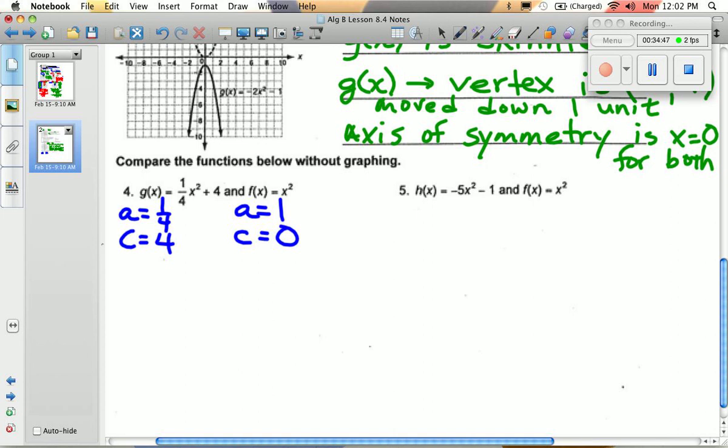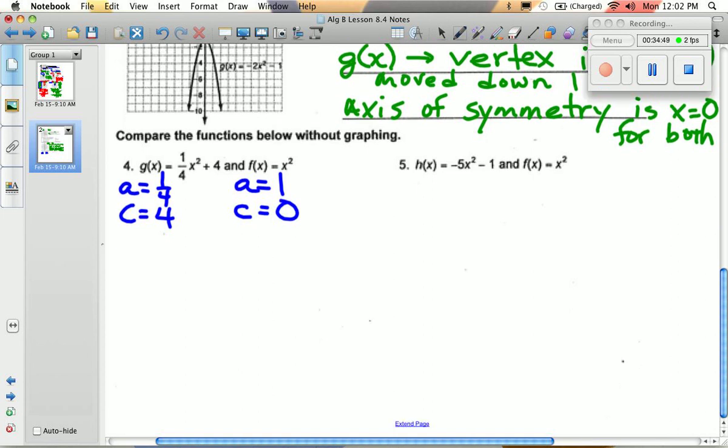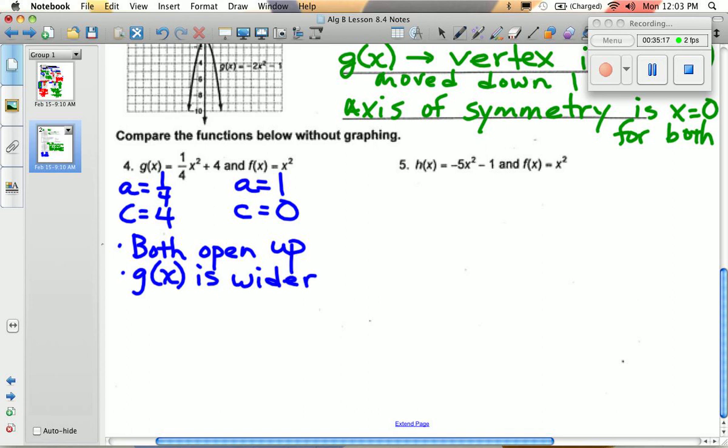Okay, no graphing. Remember, we start with the A. They both open up, because they're both a positive A. And A also tells us something about the width. Do they have the same width, get skinnier, or get wider? G of x is wider because its A value is between 0 and 1. So that's our A value.